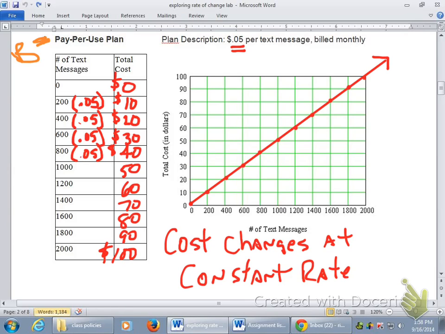And the emphasis on this was the fact that on the last slide, the cost was constant, but now the cost is changing. But as you can tell, the rate that it changes is constant. So that was important, that it was a constant rate.